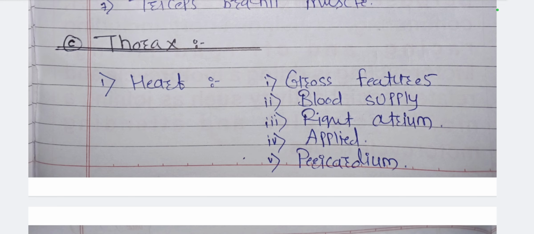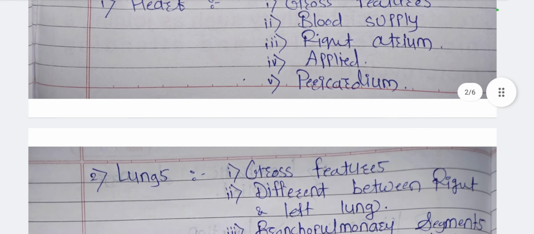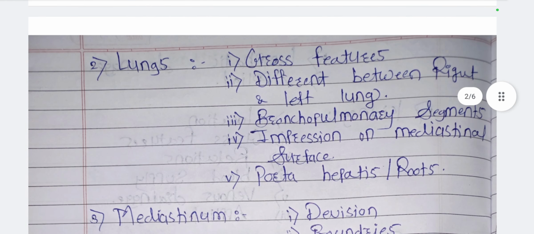First important organ is heart, which is mostly asked about for 15 or 10 marks. First one is the gross features, then blood supply, right atrium, then pericardium and applied anatomy of the heart. Then second one is the lungs.